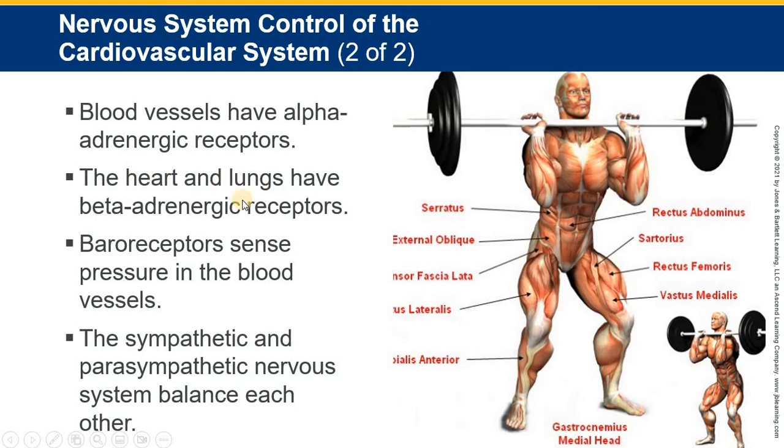So your heart and lungs also have receptors for epinephrine, and so do your blood vessels. That's the thing to take away from here. Your blood vessels, your heart and lungs respond to your sympathetic nervous system. Your body also has baroreceptors, and baro just means pressure. So it's pressure receptors, either high or low, in your blood vessels, and some of those are in your neck.